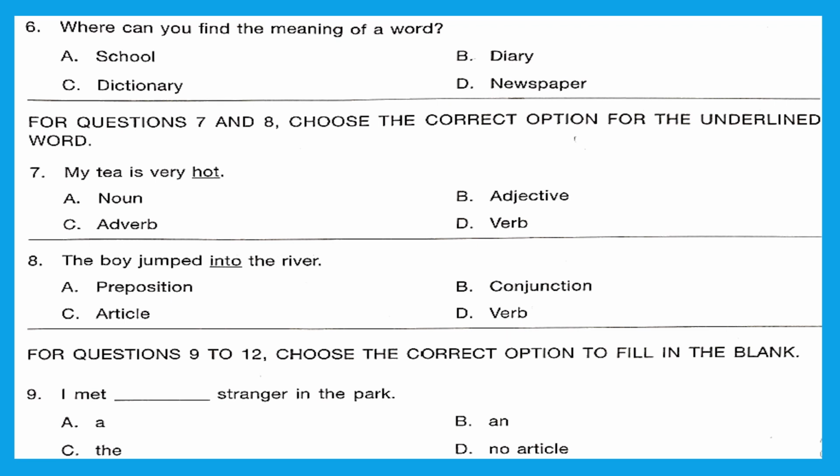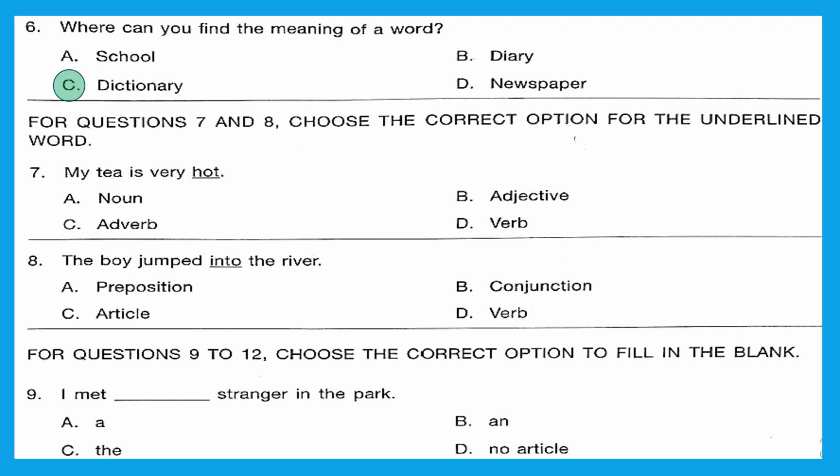Question 6. Where can you find the meaning of a word? Now, if you have to find a meaning of a particular word, where will you go or which one would you refer? School might help but not the right answer. Diary? No. Dictionary? That's right. Because dictionary is the book where you can find meaning of a particular word. So the right answer is option C, dictionary.